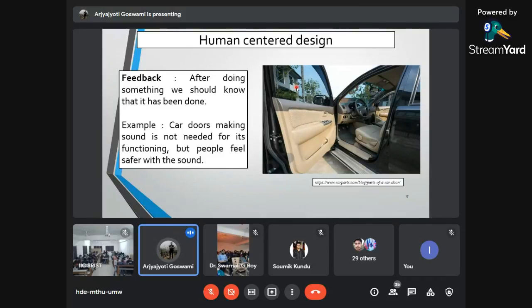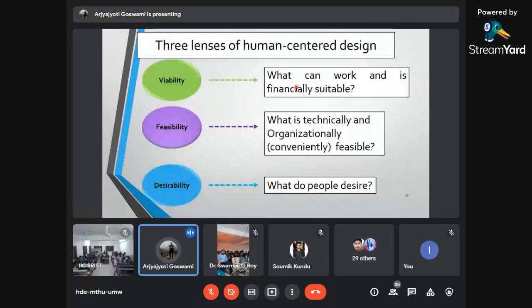To the manufacturer: what kind of door have you made? ये क्या बना दिए हो? When you close this door, you can't tell what is happening, right? We are not getting any feedback. So they intentionally put the sound in car doors, because human beings like feedback. If you come up with a solution, you should think from the human point of view that my solution should have feedback also.